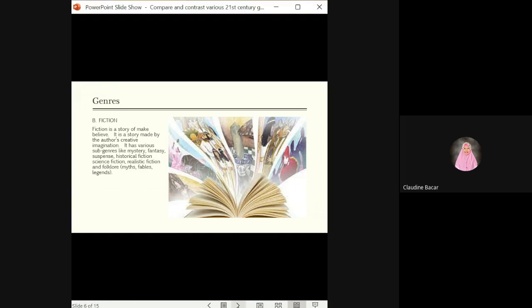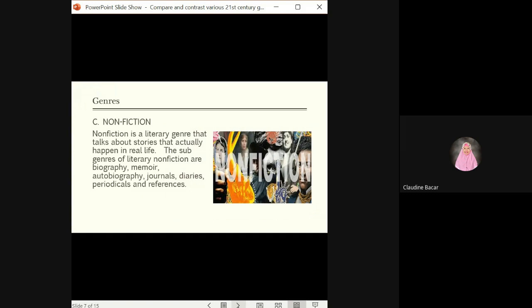We also have nonfiction. Nonfiction is a literary genre that tells about the stories that actually happen in real life. The subgenres of literary nonfiction are biography, memoir, autobiography, journals, diaries, periodicals, and references. These works of literary nonfiction have character, setting, plot, conflict, figurative language, and theme just like literary fiction. To interpret fiction, we must analyze and interpret using the elements of fiction.